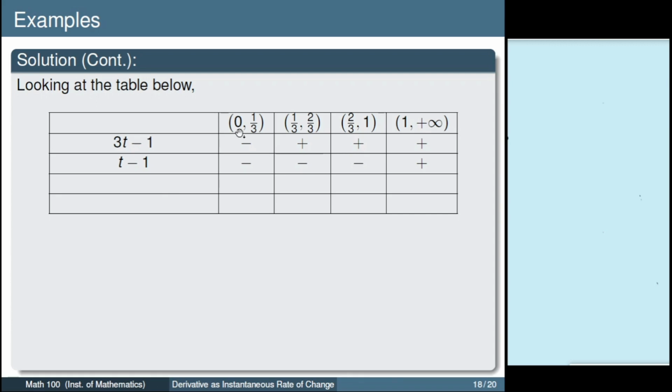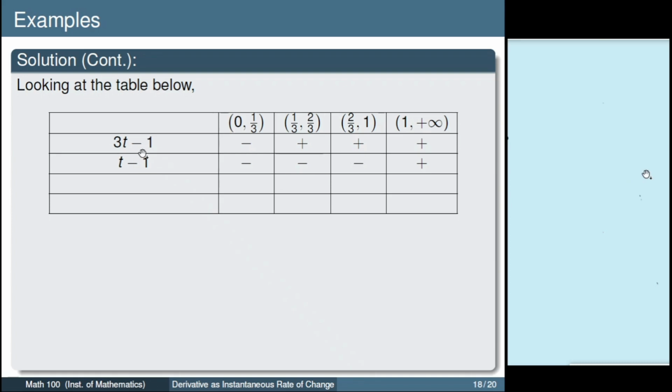Let's see, dito sa first interval, 0 to 1/3, kuha tayo ng isang point sa loob niyan. Ang 1/3 ay 0.33. So, pasok dyan yung 0.25. And then, plug it here. You have 3 times 0.25. That's 0.75 minus 1. So, you have negative 0.25. So, that will be negative. Kaya negative nandito. Okay?